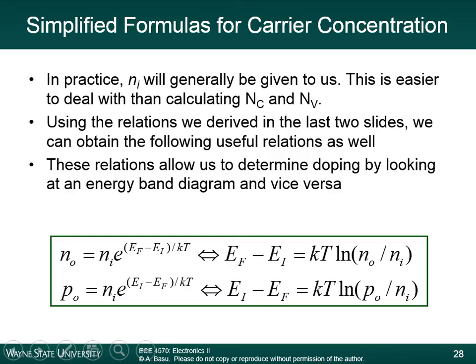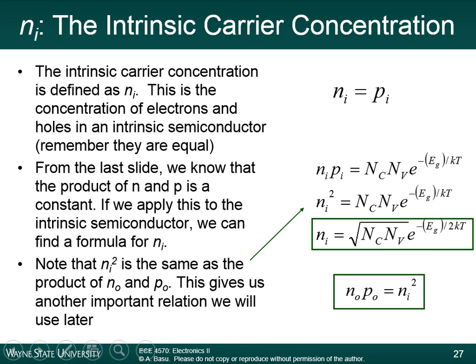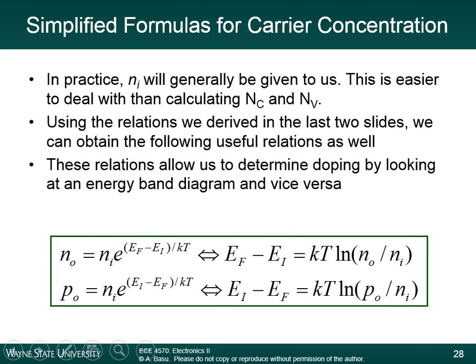So these are also useful relations. n0 is equal to ni e to the (EF minus Ei) over kT, and p0 is equal to ni e to the (Ei minus EF) over kT. These formulas are all derived from these earlier formulas that we found. They're just in a slightly different form.